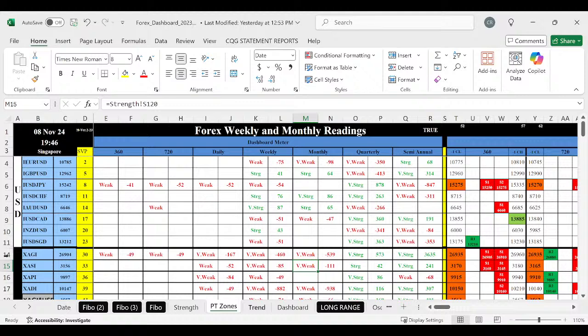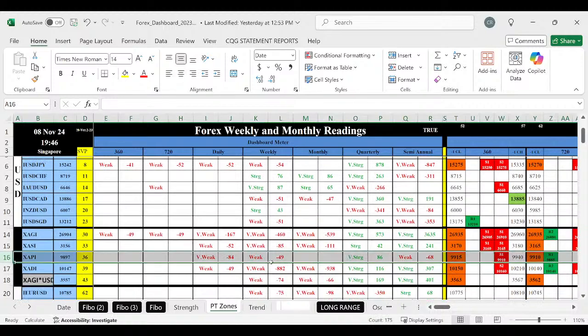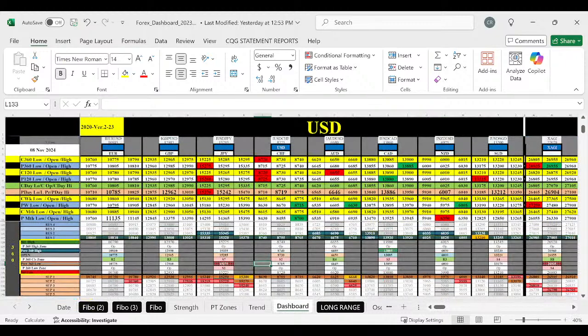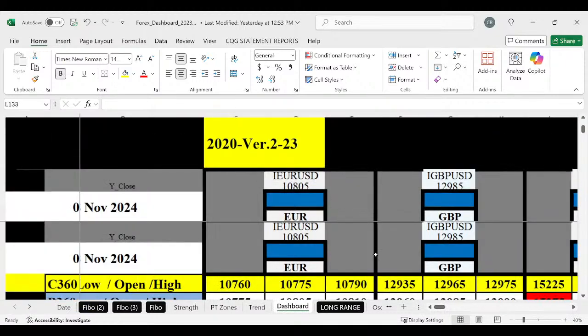Okay, so now if you see here, this system, it hangs. Never mind, sorry.